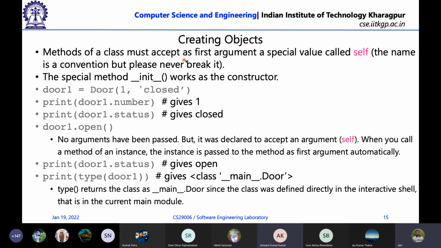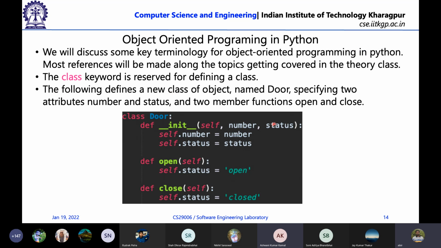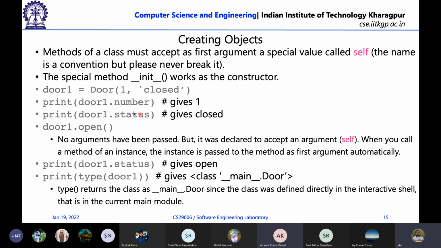Methods of a class must accept as first argument a special value called self. The name is a convention, but please never break it. I said constructor, and I also said the special method __init__ works as a constructor. Now you define an object: the small door1 is door1 closed. You see the definition is number and status. Then if you try to print door1.number, how can you access the attributes? It is the object dot the attribute name.